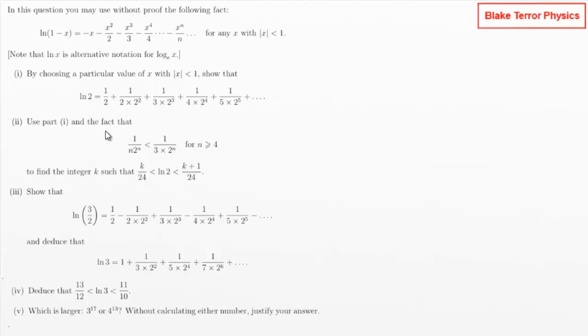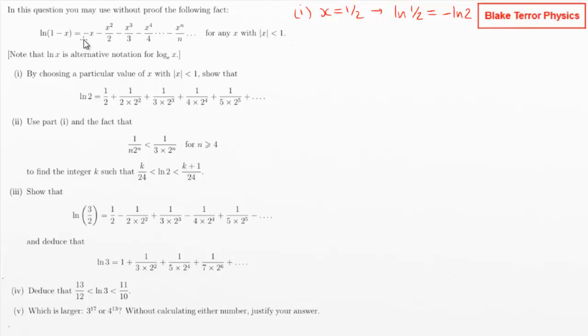So we can't use x is minus 1 because mod x has to be less than 1. Well, if we want to get at log 2 and we can't have log 2 directly, log of a half is a good alternative. So let's go with that then. I think that's going to be the way to go. So if we have x is a half, then that's going to lead us to natural log of a half, which is minus natural log 2.